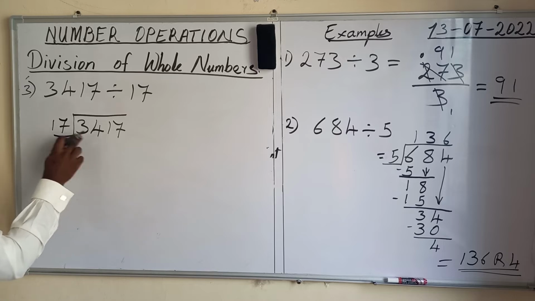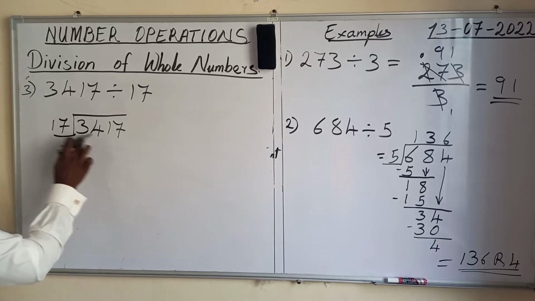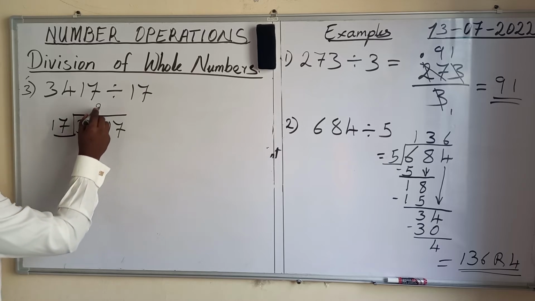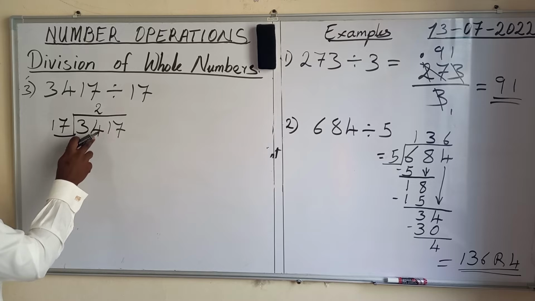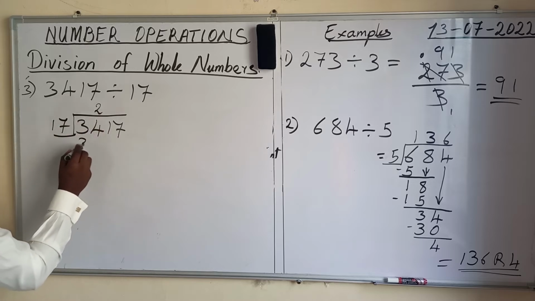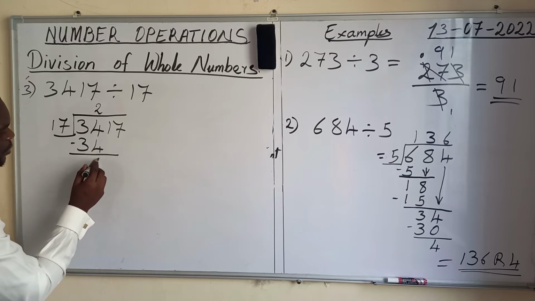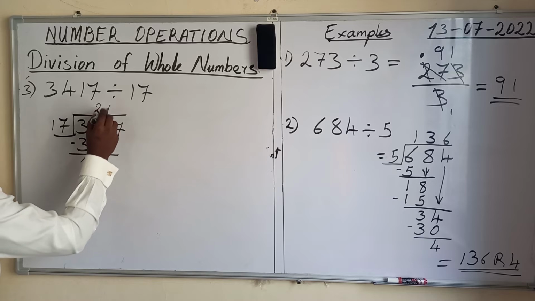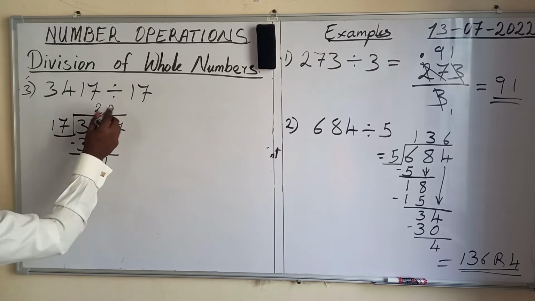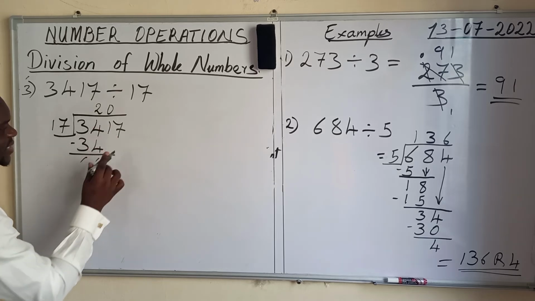3,417. 3 divided by 17, it cannot go, so we are going to take 34 divided by 17, which is 2. Remember, you write on top of the last digit you've considered. 2 times 17 will give 34. And if you subtract, it gives 0. You bring down 1. 1 divided by 17 is 0. 0 times 17 is 0. And if you subtract, you have 1. You bring down 7.